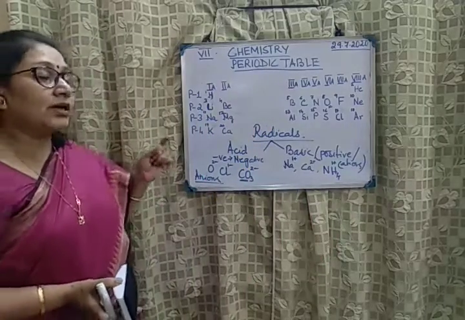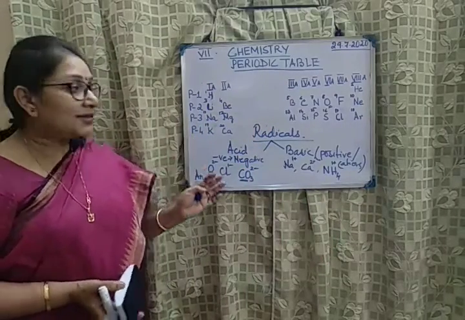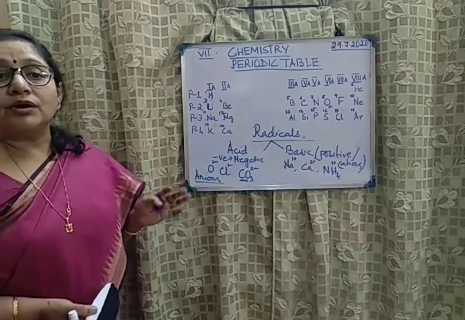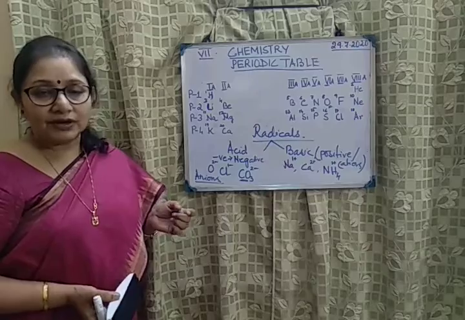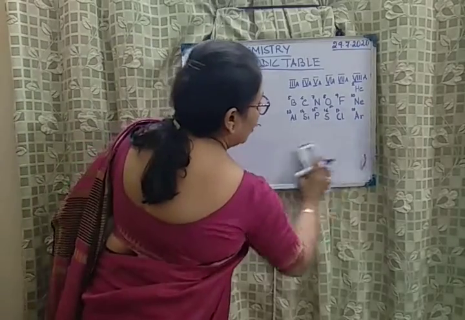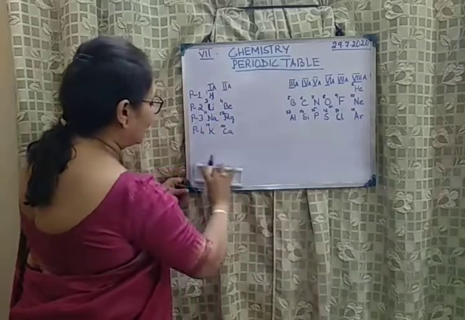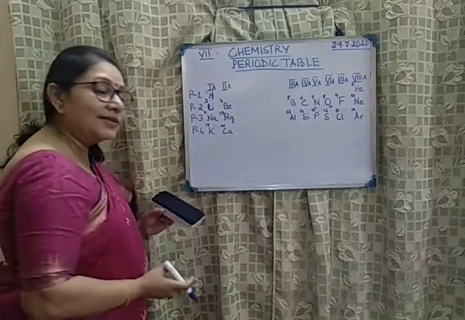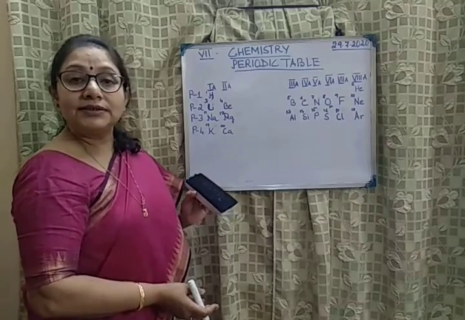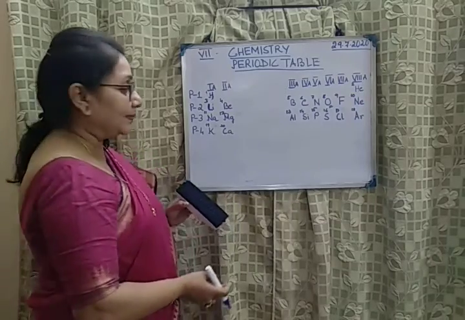We need to learn the symbols and the valency and the radicals, how to write them in order to write the formula of a compound correctly. So, to write the formula of a compound, definitely, and once again I repeat, it's very important, students, that you learn the symbols and their valencies.